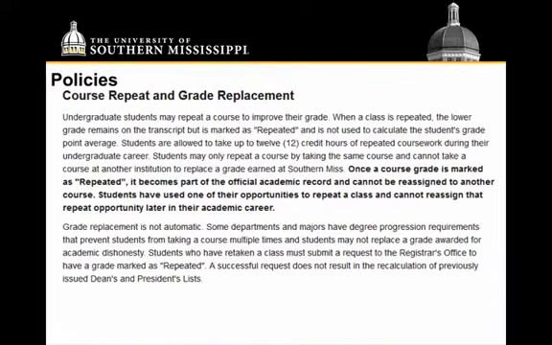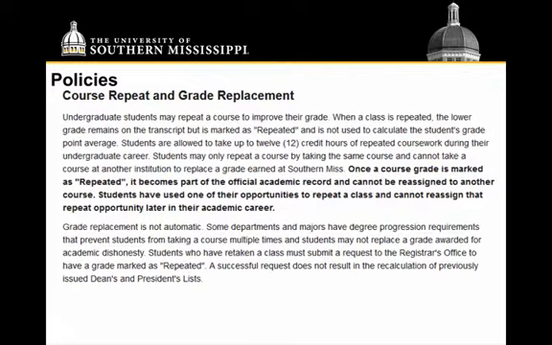Course repeat and grade replacement. We have the option for students to take up to 12 hours and repeat to improve their GPA, and that's their USM GPA. And once a course grade is marked as repeated, it becomes part of the official academic record and cannot be reassigned to another course.